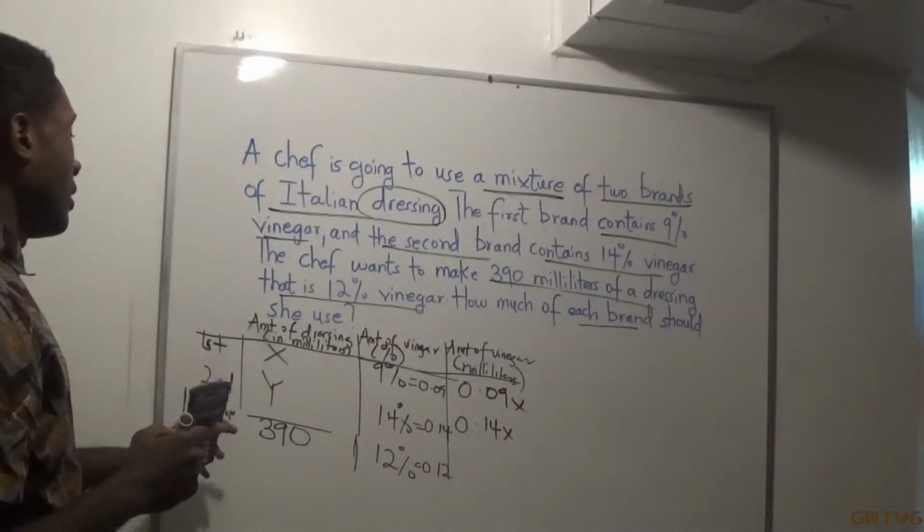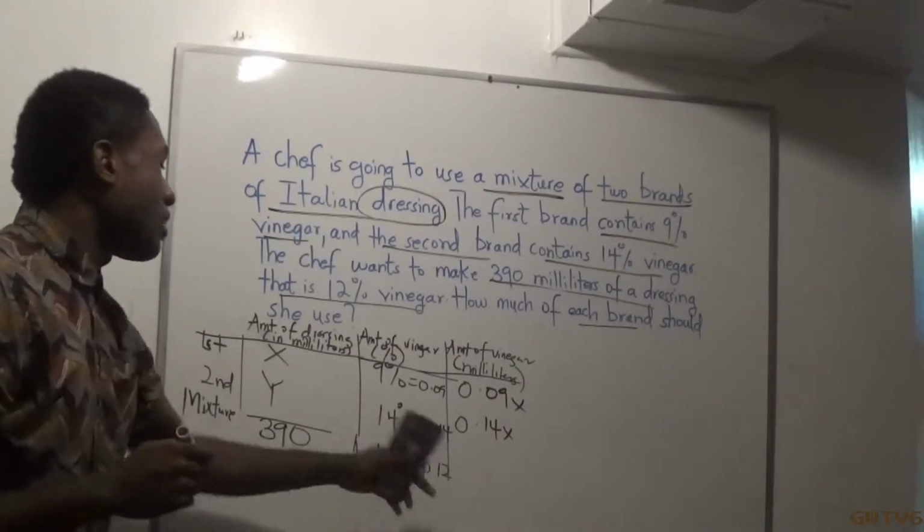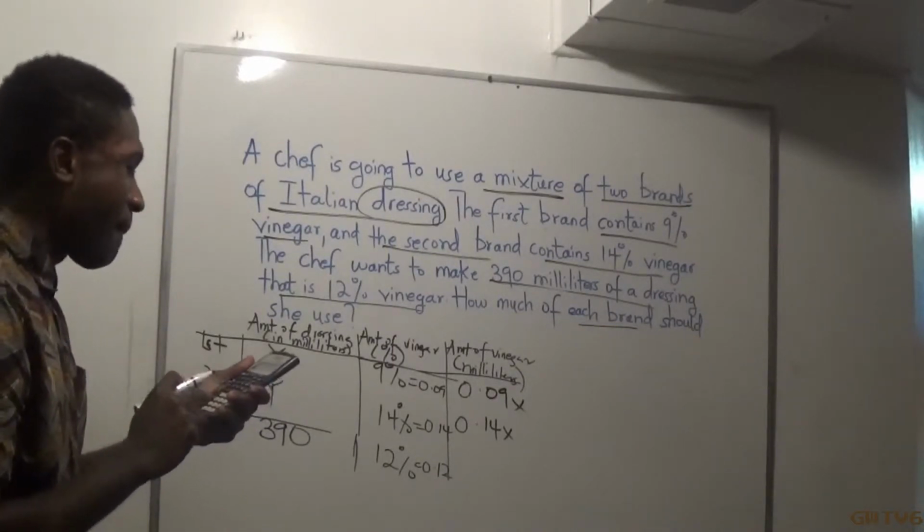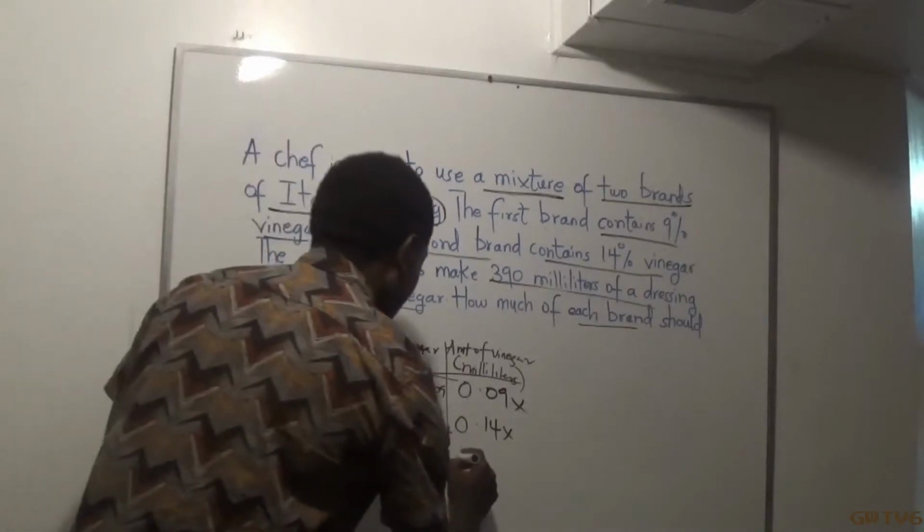and then 390 times 0.12. 390 times 0.12, that is 46.8.